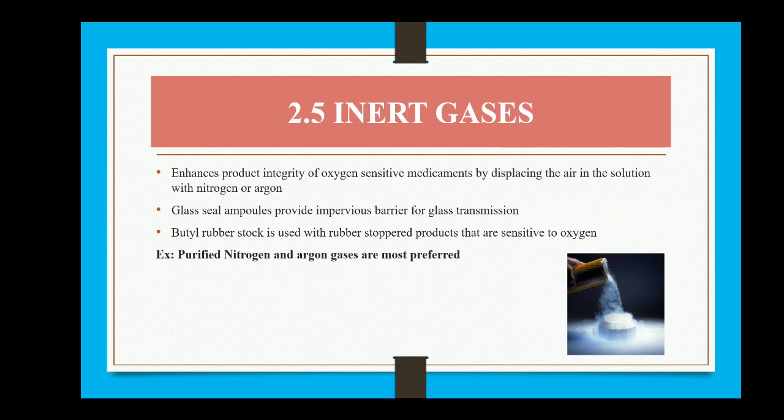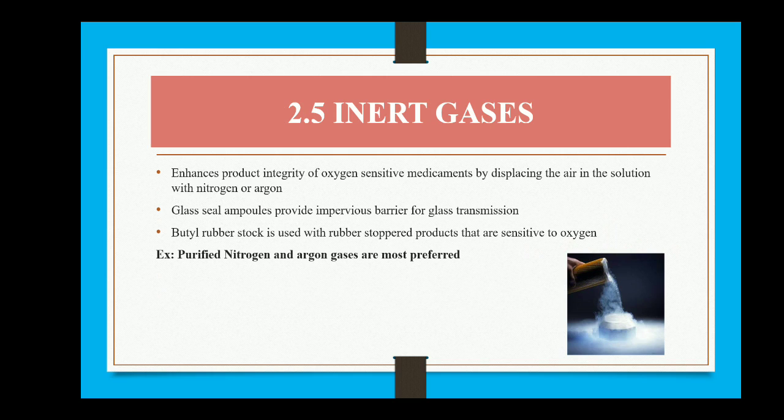Next important ingredient or excipient used in the preparation of parenteral products are inert gases. They enhance the product integrity of the oxygen sensitive medicament by displacing the air in the solution with nitrogen or argon. This is done first by purging with nitrogen or boiling the water to reduce the dissolved oxygen. The container is also purged with nitrogen or argon before filling and may be topped off with gas before sealing.